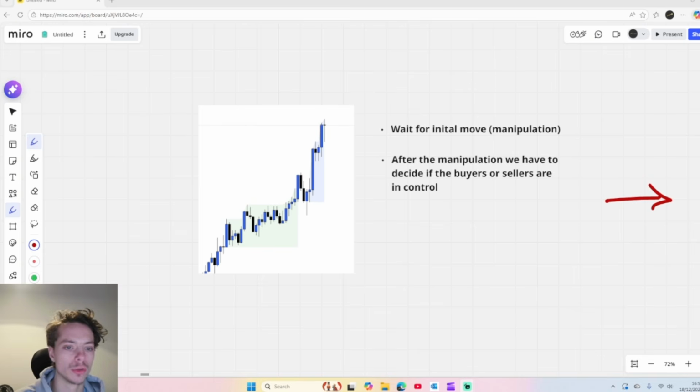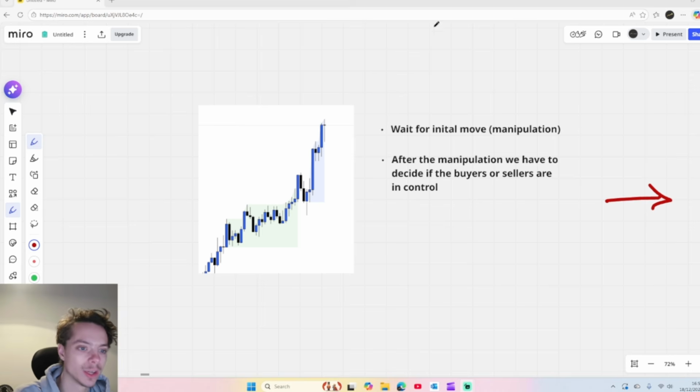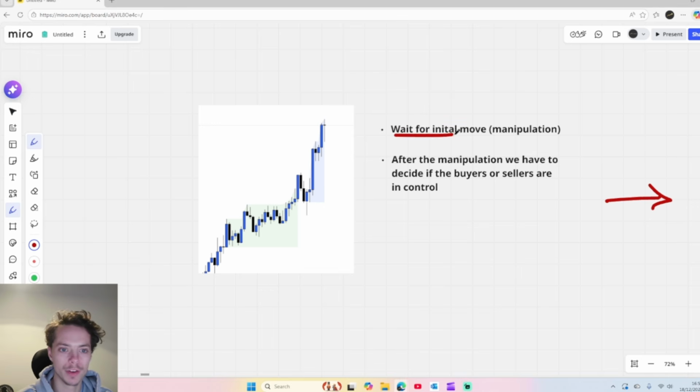This is how I use the volume profile in order to trade the London session day in, day out. Now, this is a pretty simple strategy, but it just requires a little bit of discipline, so let's just get straight into the video. Step one, you need to wait for the initial move.